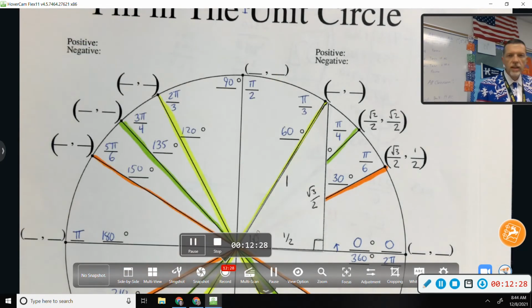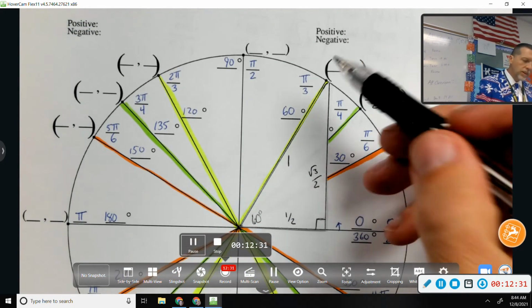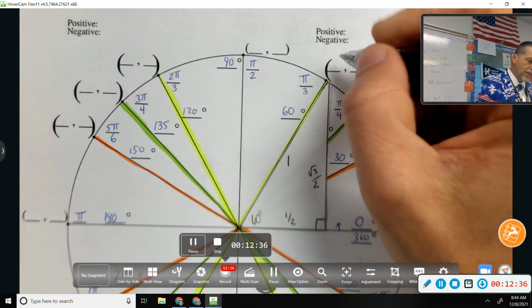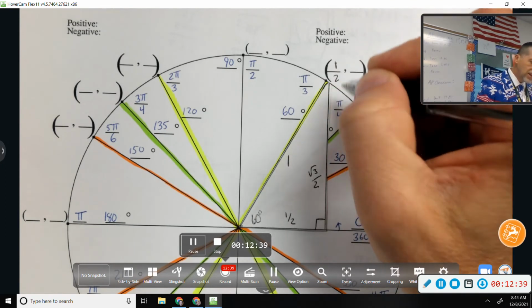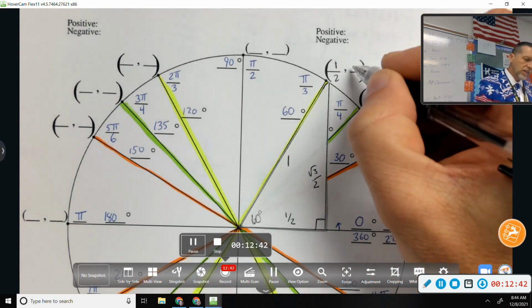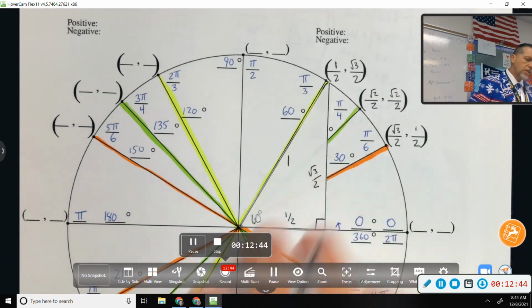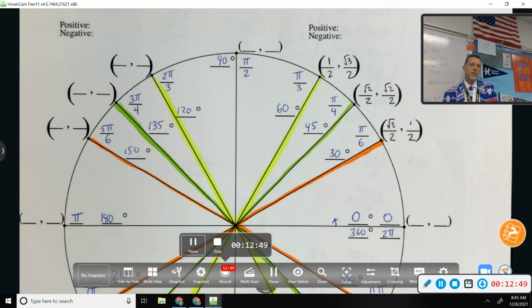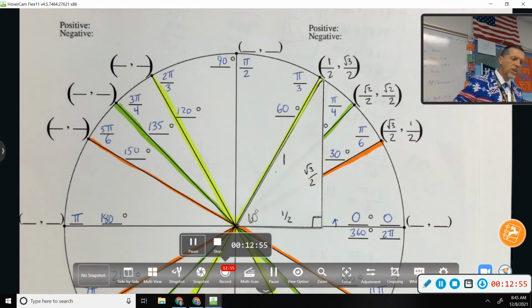Let's see. So what's the x-coordinate of this point? 1/2. We go 1/2 in the x direction. And how many in the y direction? Root 3 over 2. So what does that mean the cosine of 60 degrees is? What's the cosine of 60 degrees? 1/2. What's the sine of pi over 3? Root 3 over 2.